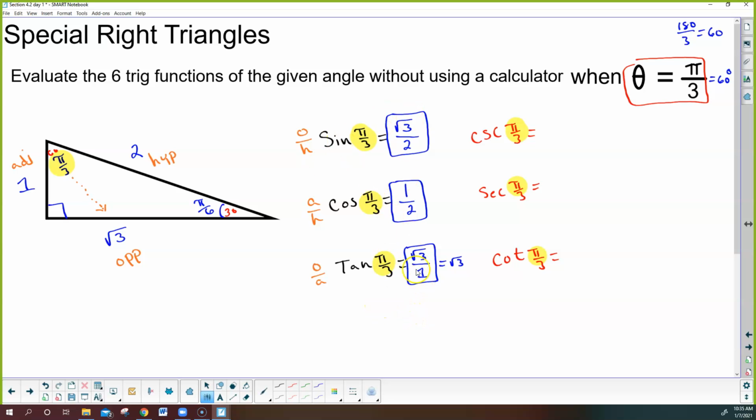Okay, now that you have the 3 easy ones, sine, cosine, and tangent, the reciprocals are pretty quick. We're going to flip square root of 3 over 2, but we want to change that appropriately. So I'm going to move the square root of 3 out of the bottom, and I get 2 square root of 3 over 3. Secant of pi over 3 is the reciprocal of cosine, so that's just 2 over 1, or we can just call that 2.